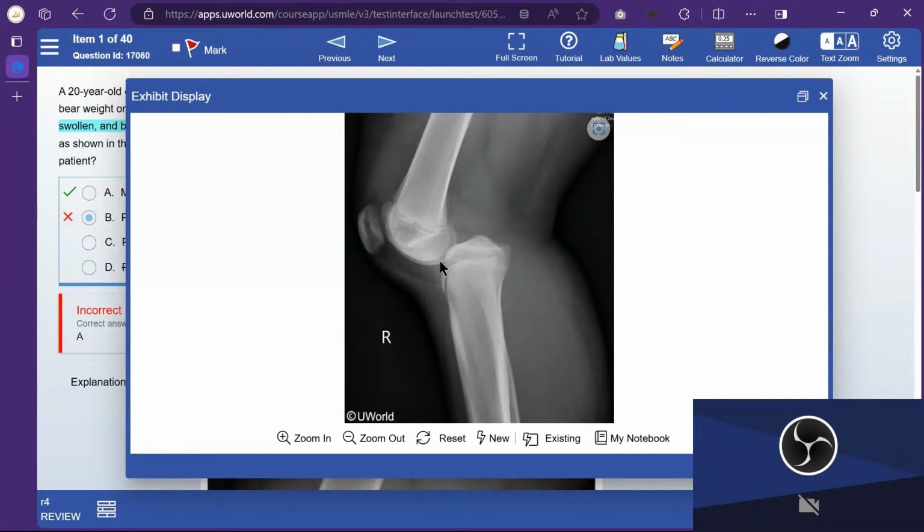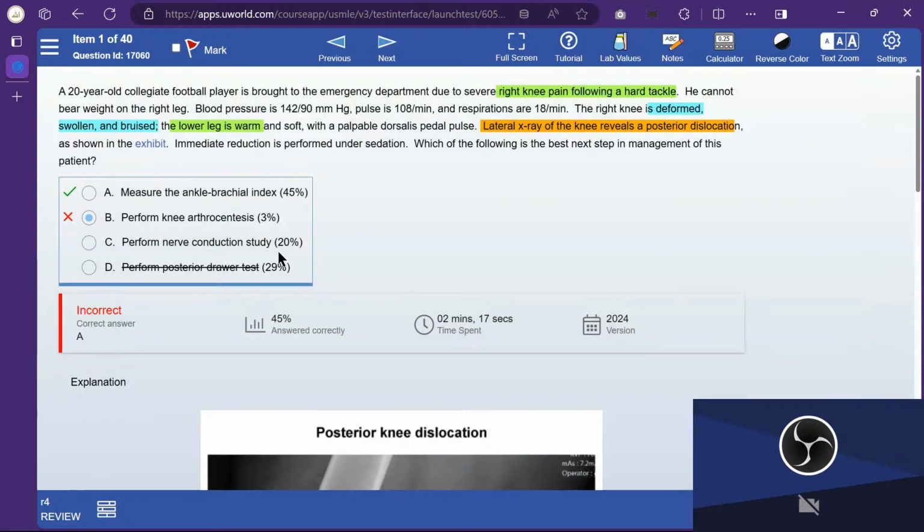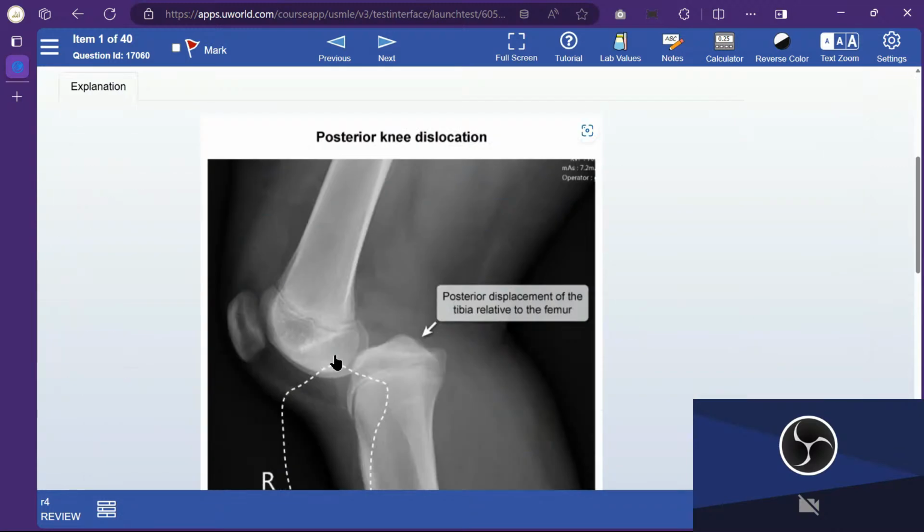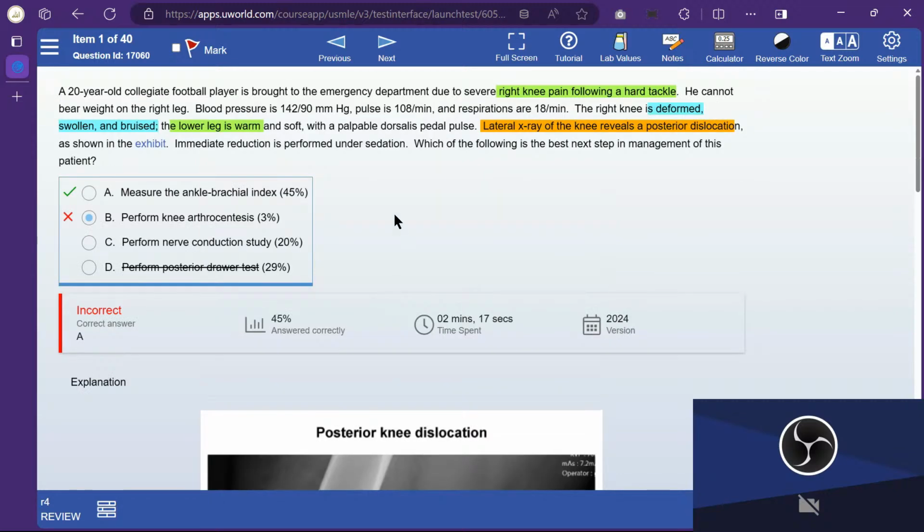The shaft of the tibia should be here. This fragment goes forward, or it is dislocated posteriorly. So there is posterior dislocation. Here you can see there is posterior displacement of the tibia relative to the femur. This is the femur, this is the tibia. Immediate reduction was performed under sedation.